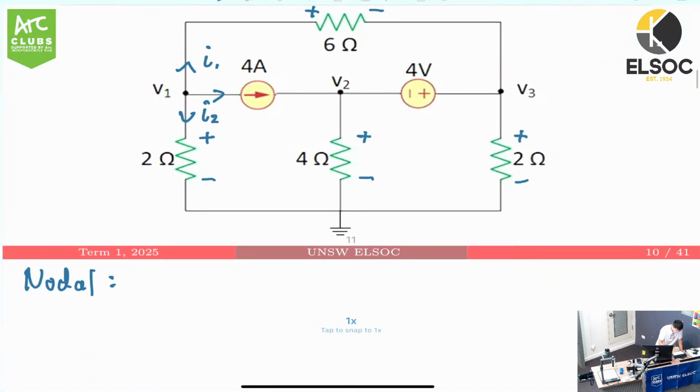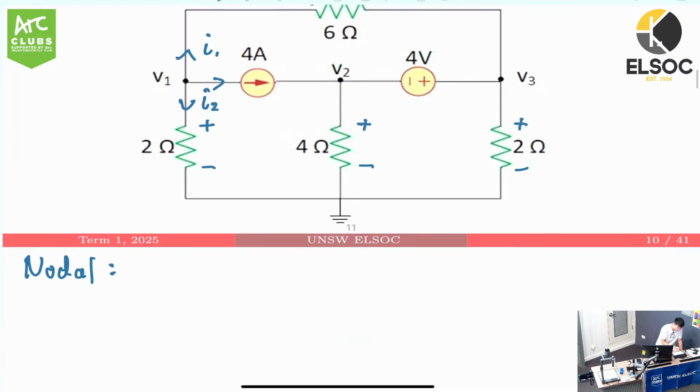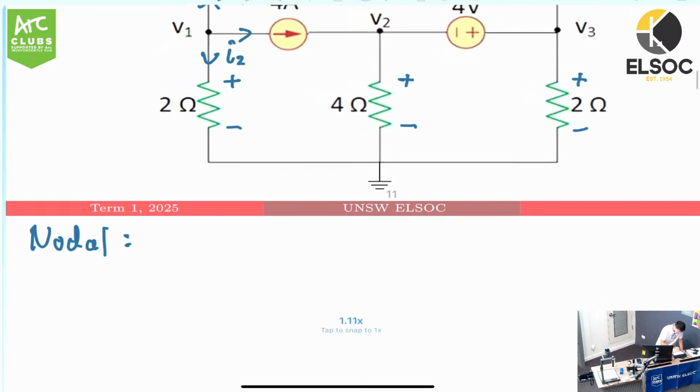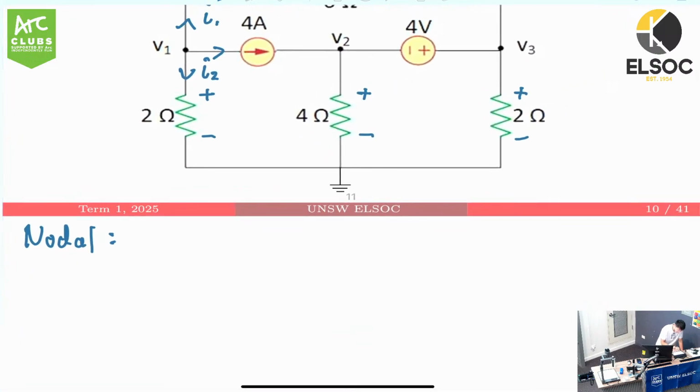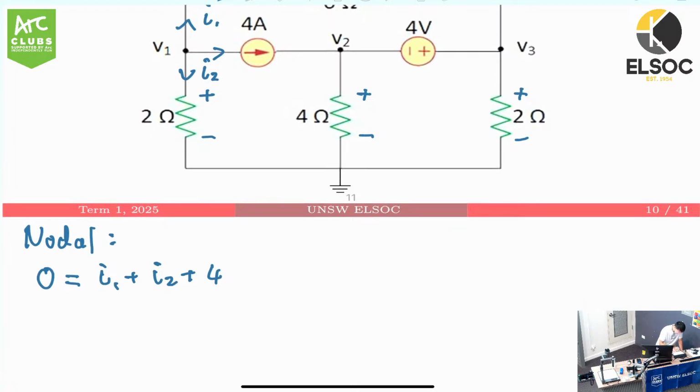And basically we can just use our KCL. The sum of currents in a junction is 0. In this case, there's no current entering the junction. They're all leaving. So we can just set 0 as the current entering the junction, and we just have I1 plus I2 plus 4. The 4 amps is going this way. Okay? So that's our equation.